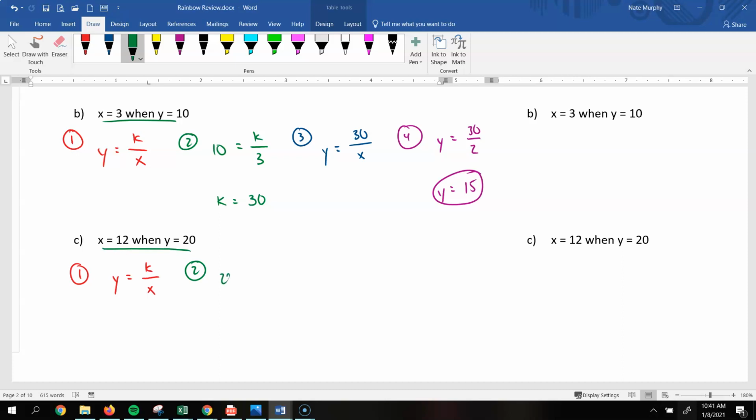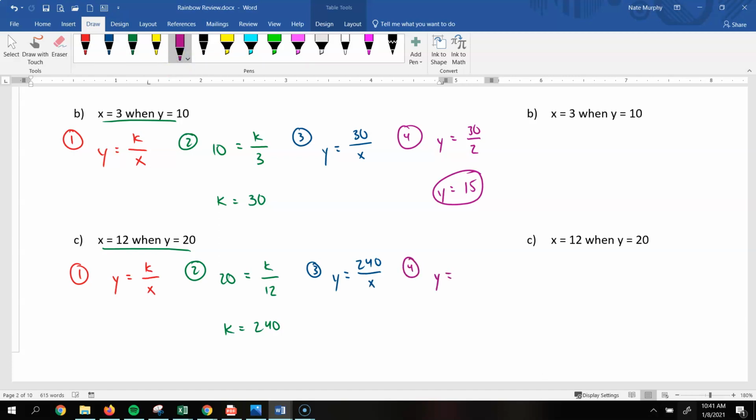So we know y is 20 when x is 12. So we'd have 20 equals k divided by 12. To find k for this one, we're going to multiply both sides by 12. When you do that, you get a k value of 240. Now that we know our value for k, we can write a specific equation. Instead of y equals k over x, we could say y equals 240 over x.